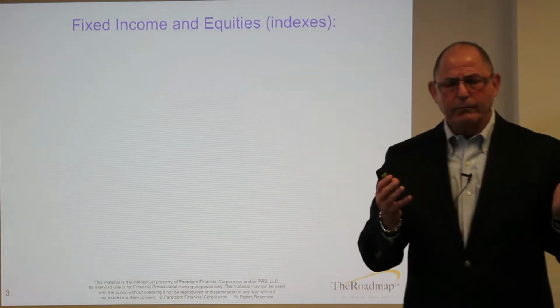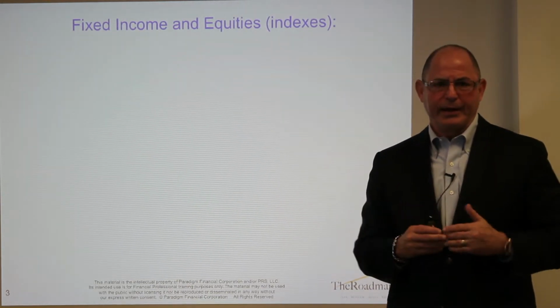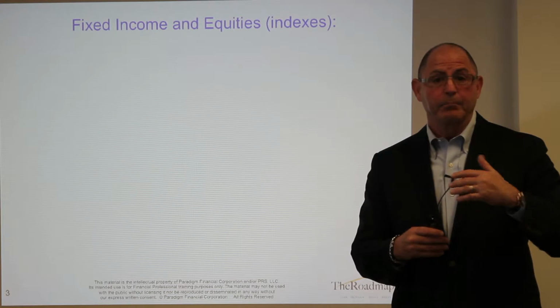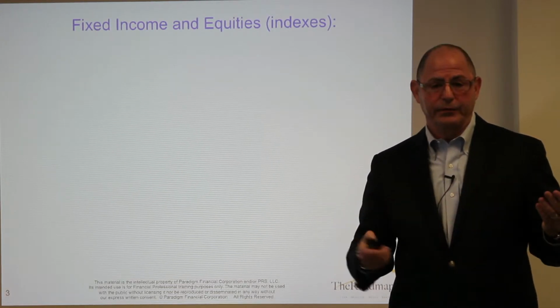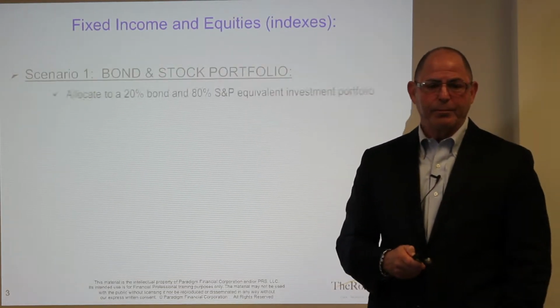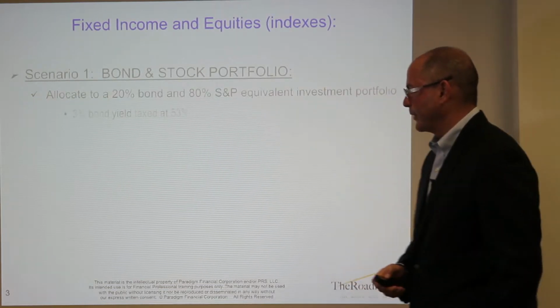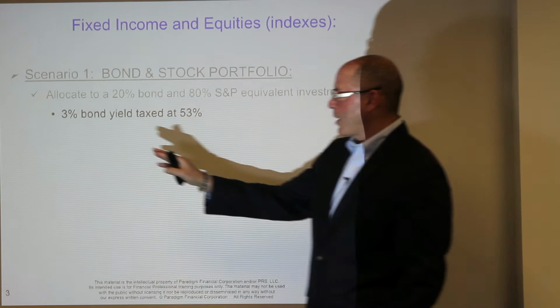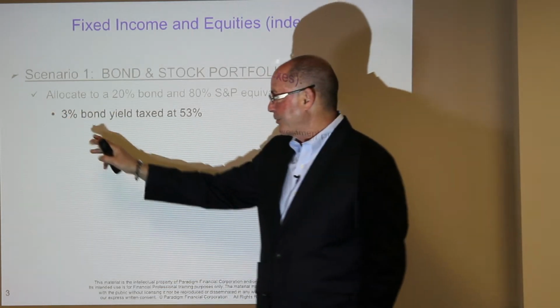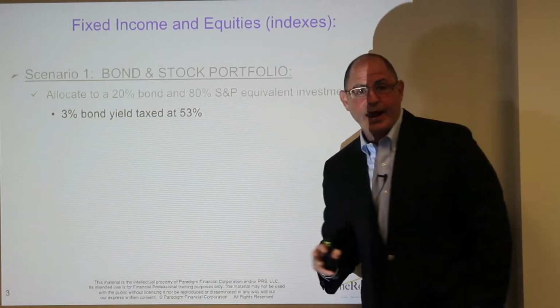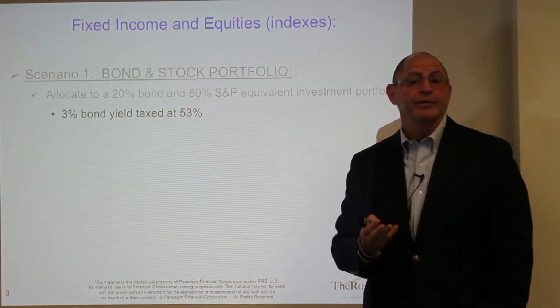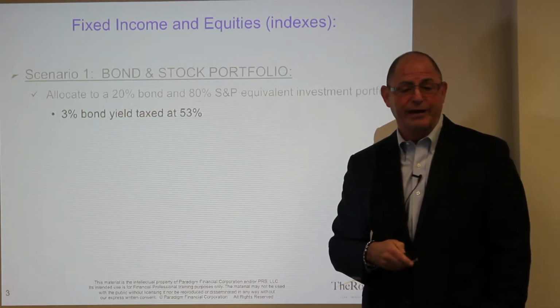Now, I'm a client and I've got money in fixed income, bonds, if you will, and equities. So let's suppose that in my portfolio that is 20% bonds and 80% equities. Let's suppose in bonds, investment grade bonds, I can get 3% interest, and I'm in New York and California in this example, so it's getting taxed at about 53%.